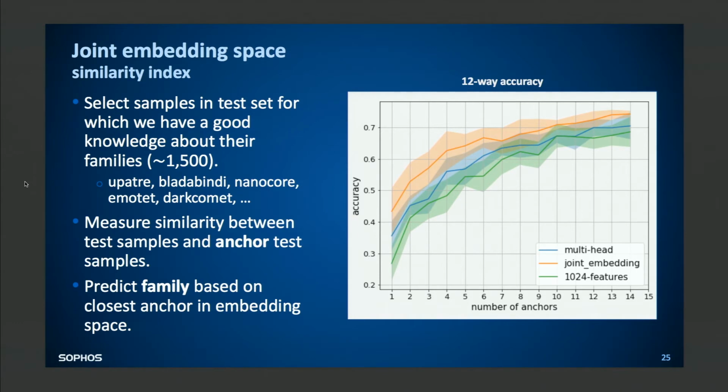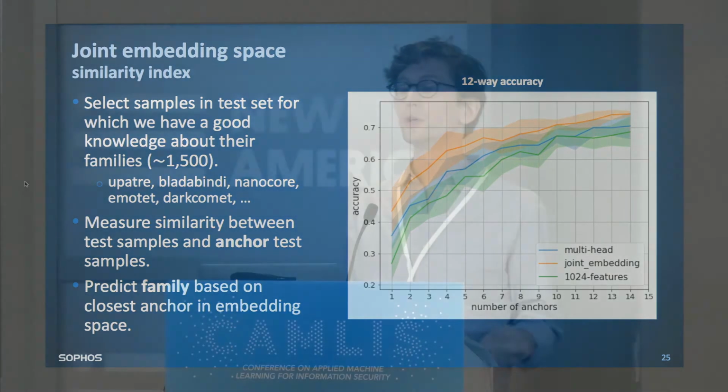So we know for sure that these samples come from these 12 very well-known malware families. And then we can not only measure in the embedding space the similarity between a sample and each of the tags, but we also can measure the similarities between two samples themselves. From these 12 families, we took one anchor out, so we have one representative for each of the families. We are left with 1,500 samples that we don't know to which family they correspond.